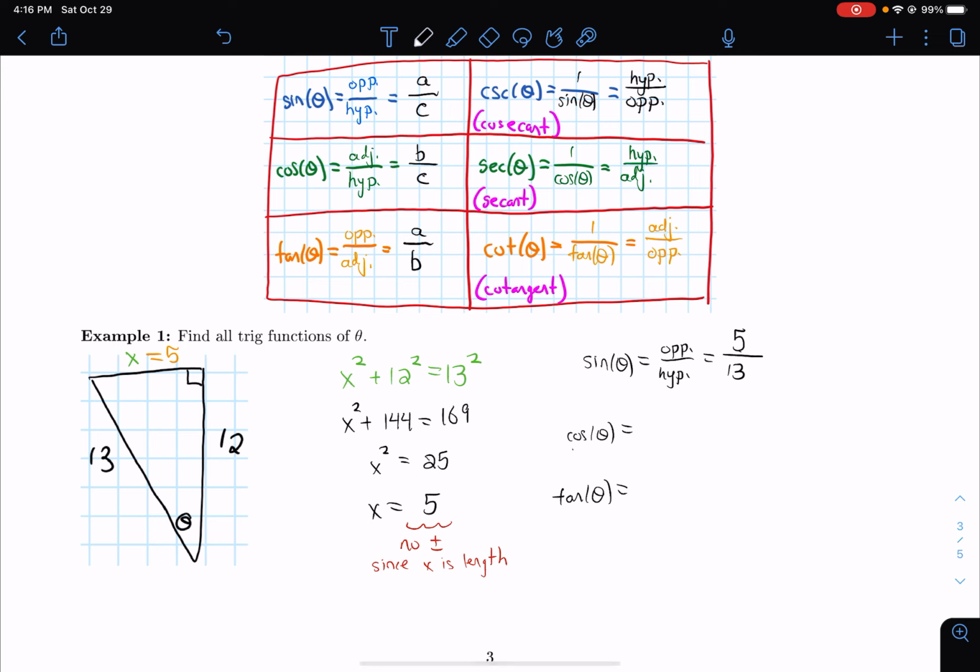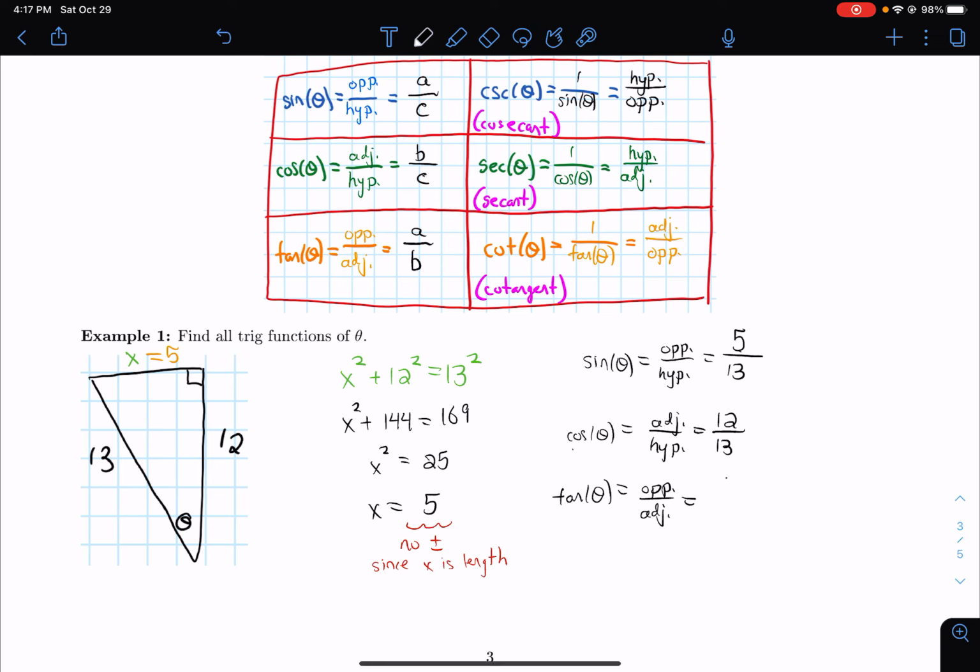Okay, what about cosine? With SOHCAH TOA, cosine is adjacent over hypotenuse. The adjacent side to theta is the one that's next to it, that's not the hypotenuse. And that's the 12. So 12 is the adjacent, divided by the hypotenuse. All right, tangent. Using SOHCAH TOA, tangent is opposite over adjacent. So based on theta, the opposite side is the 5, and the adjacent side is the 12.